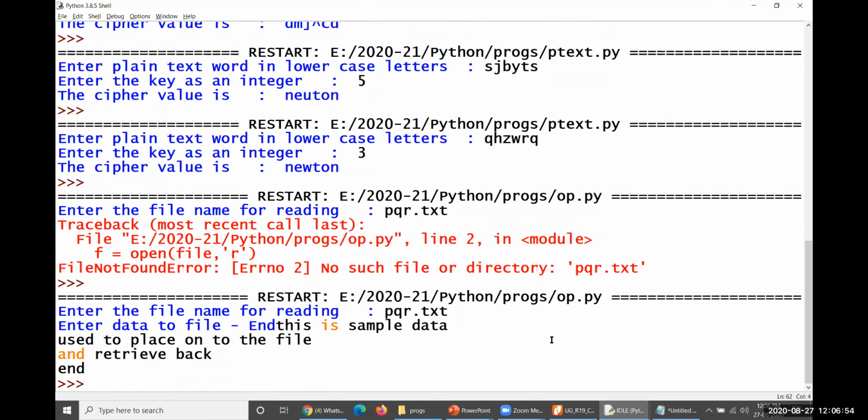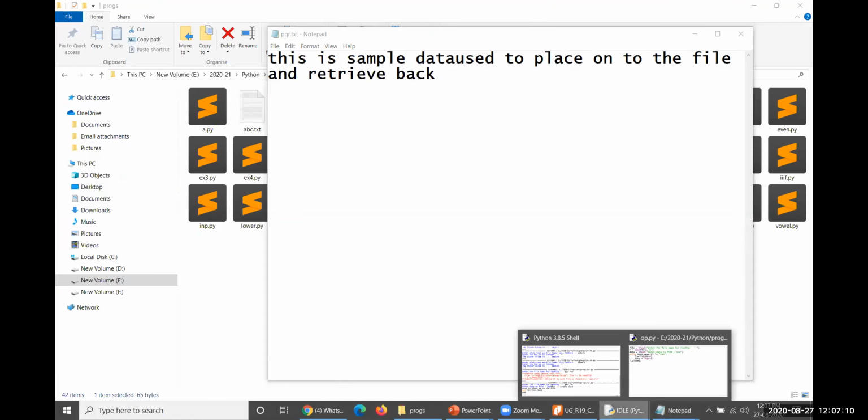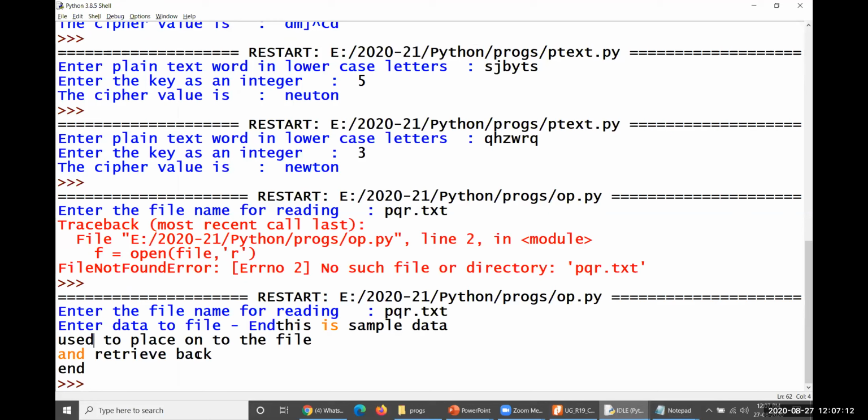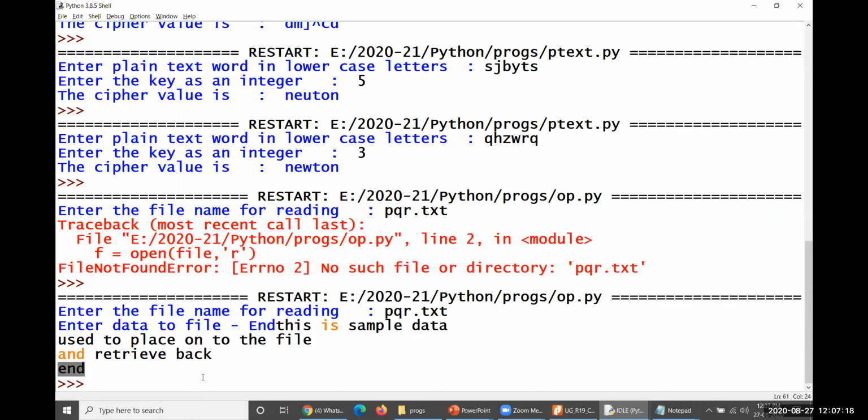So look at this, whatever the data I have written here, whether it is created or not, let us go ahead and check out this one. Yes, the pqr file is available right now. Let me open this one. Yes, you can see, this is the sample data used to place onto the file and retrieve back. Whatever the content I have entered here, the same content has been written onto the file up to this particular point. And then when you type END, your writing onto the file will be over.